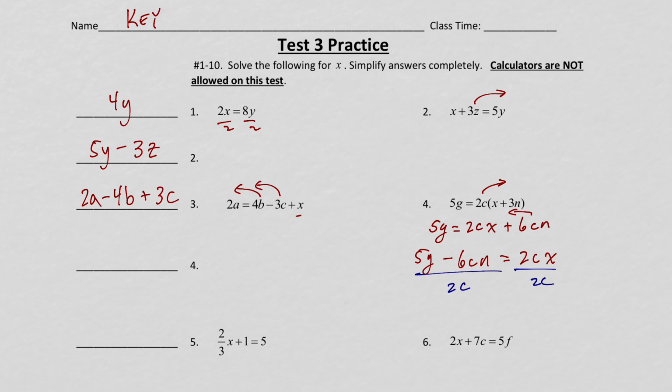And I'm going to get, see, these cancel, so I'll get x is equal to 5g minus 6cn all over 2c. And I cannot cancel this because I can't cancel there. And I can't cancel the c because I can't cancel there. So this is simplified.